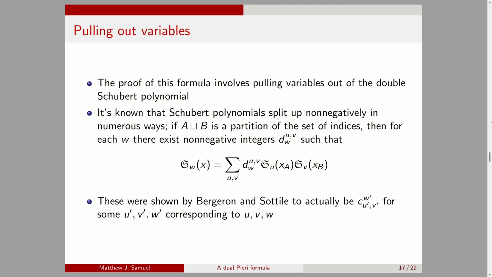So I'll go a bit into the proof of this formula. It involves pulling variables out of the double Schubert polynomial. Bergeron and Sottile prove that Schubert polynomials have a coproduct into any partition of the set of indices of the variables, with non-negative integers d^w_{u,v} being the coefficients of this coproduct. And they were shown to actually be c^{w'}_{u',v'} for some u', v', and w' corresponding to u, v, and w. We'll get back to that later.